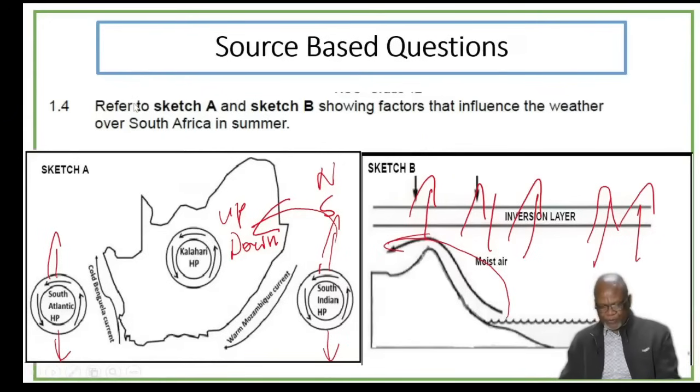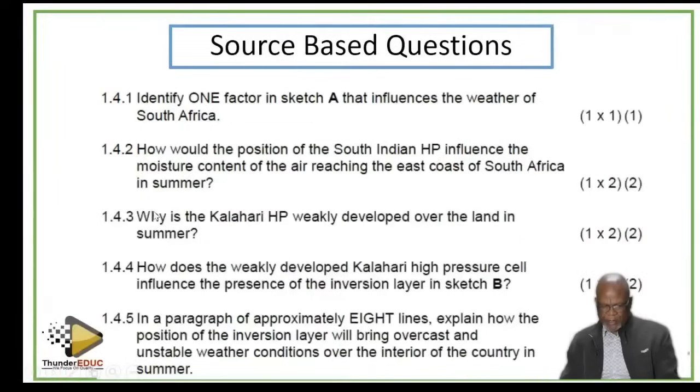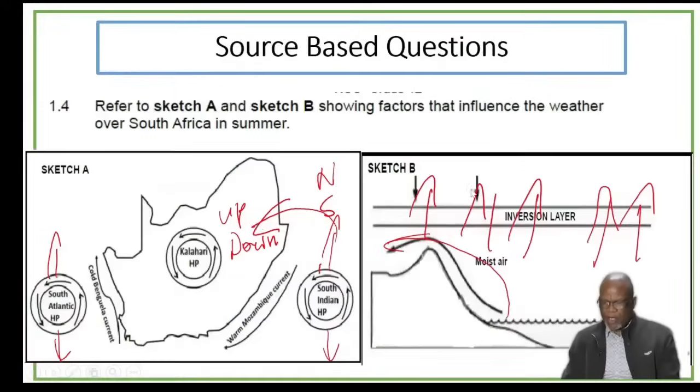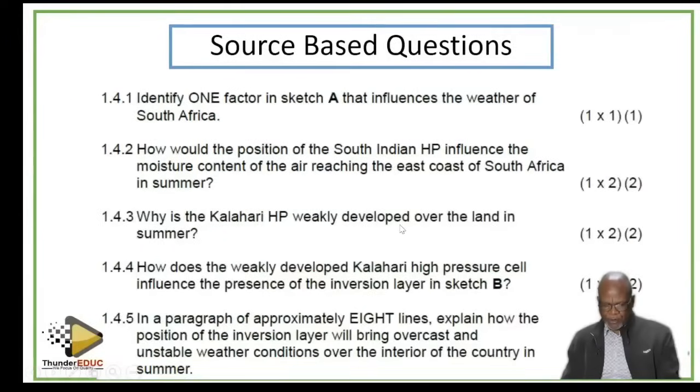So the question says, why is the Kalahari high pressure weakly developed over the land in summer? It is because, number one, we have strong convection. There is more rising air. And now the question can be the opposite. It can say, why is the Kalahari high pressure weaker or stronger during winter? Why is it stronger during winter? It is stronger during winter.